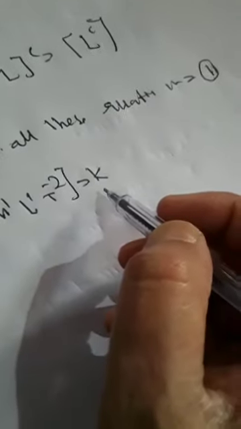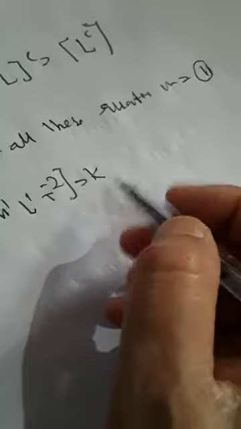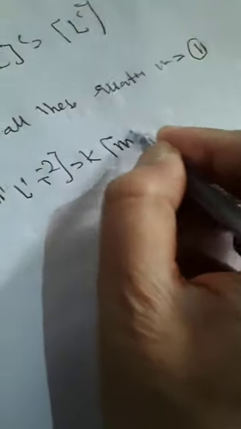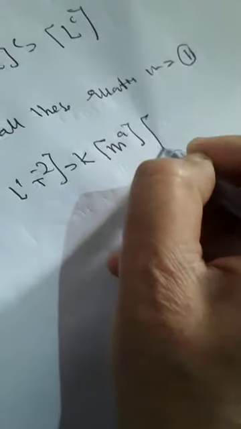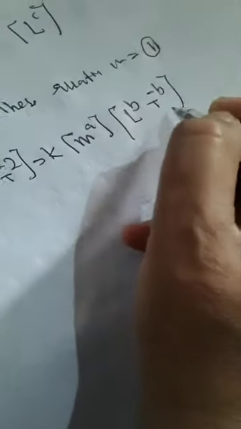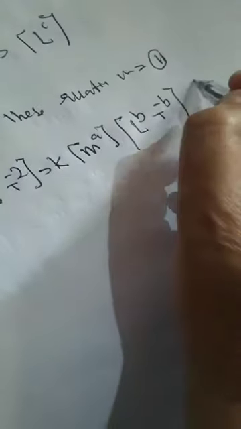M^1 L^1 T^-2 is equal to k, where k is a constant. The value of k is sometimes taken as 1, a dimensionless constant. Instead of mass I can write M^a. Instead of velocity I write L^b T^-b. Instead of r I can write L^c. We can further simplify this: M^1 L^1 T^-2 is equal to k.